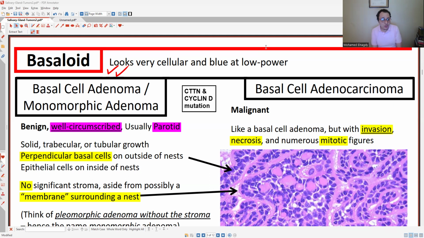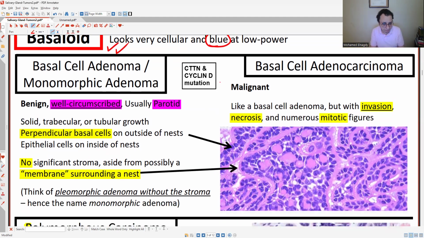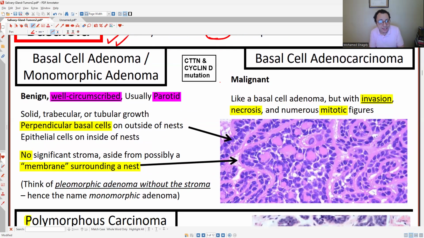Anyway, so we were talking about the basaloid. Basaloid means blue. As I mentioned before, that's what basaloid means. So the first entity is the basal cell adenoma / basal cell adenocarcinoma. It's the same thing like oncocytoma, oncocytic carcinoma. So basal cell adenoma, or they call it sometimes monomorphic adenoma, and the basal cell adenocarcinoma.